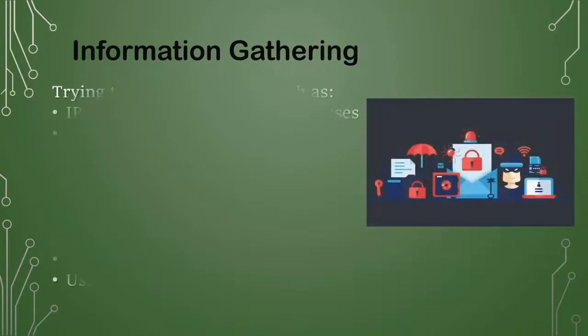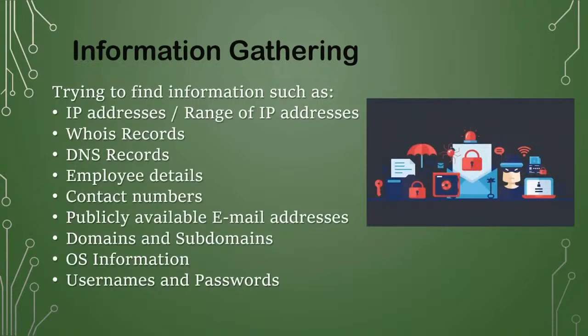This is the information as follows. We try to gather information such as the IP addresses or the range of IPs used by the Wipro servers, then the WHOIS records to understand who is hosting Wipro's website, and since when it has been hosted, when it was last updated, when it will expire, then the DNS records to understand what data is stored in the DNS servers, then employee details such as contact numbers, email addresses, usernames and publicly leaked passwords, and domain names of Wipro.com, subdomains of Wipro.com, and operating systems.